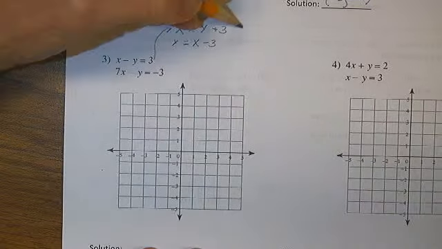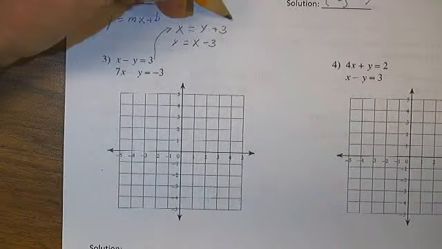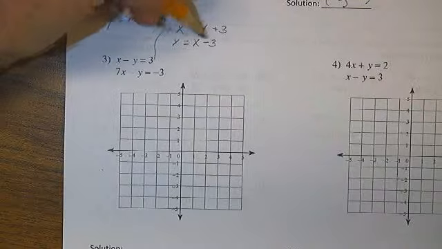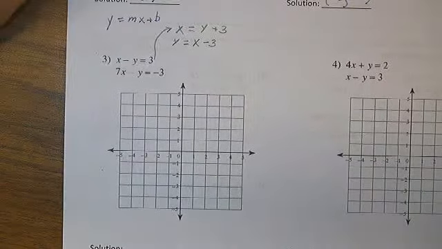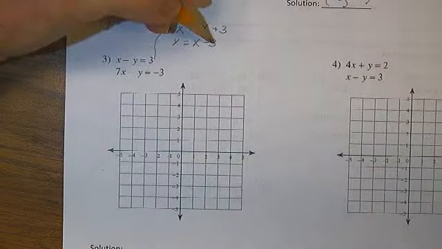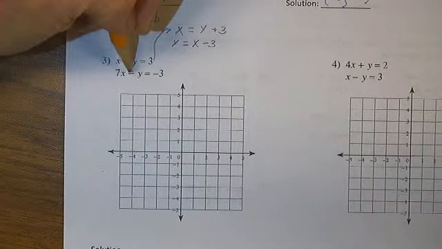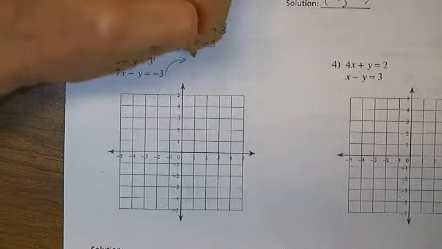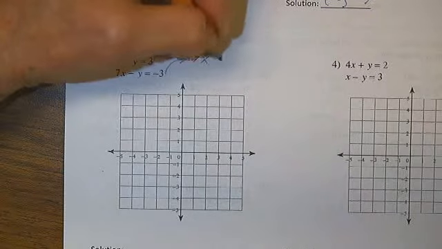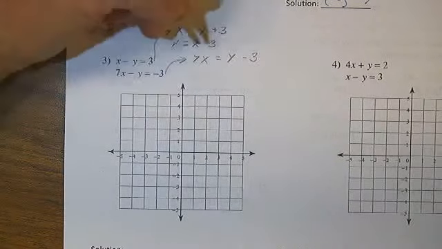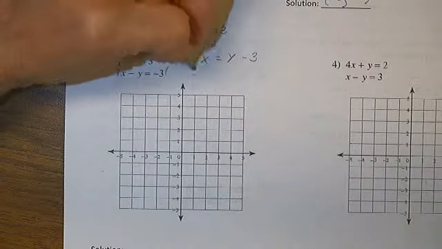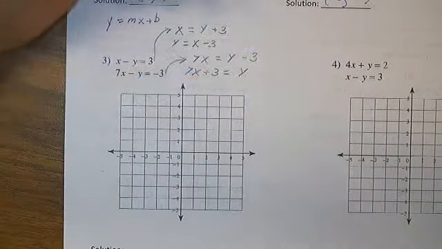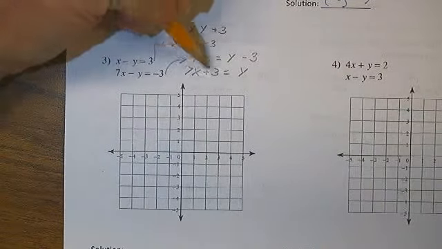Remember, I don't have to write it the same way all the time. I can reverse which term goes on which side of the equal sign. If this is confusing, just rewrite it. Here, I'm going to do the same thing. I'm going to add y to both sides. That will give me 7x equals y minus 3. Then I'm going to add 3 to both sides. 7x plus 3 equals y, or y equals 7x plus 3.